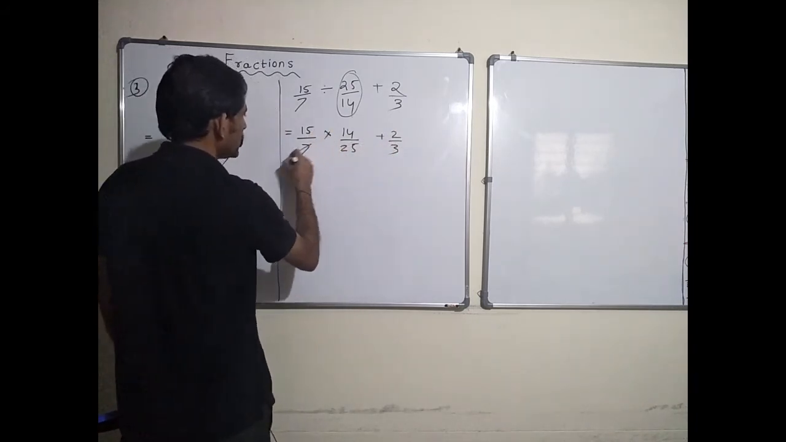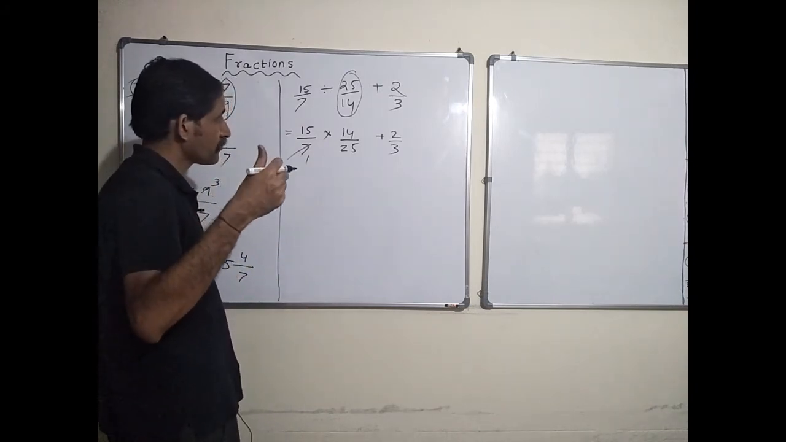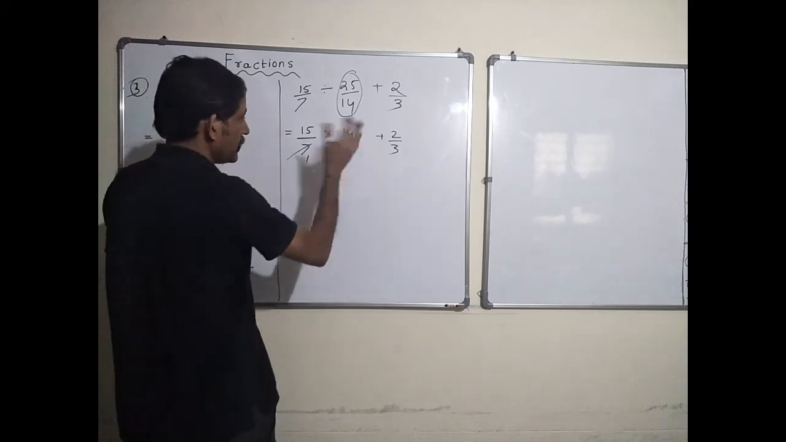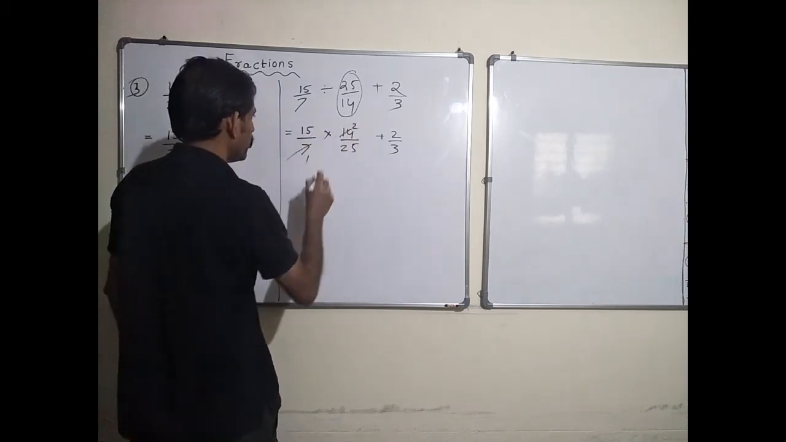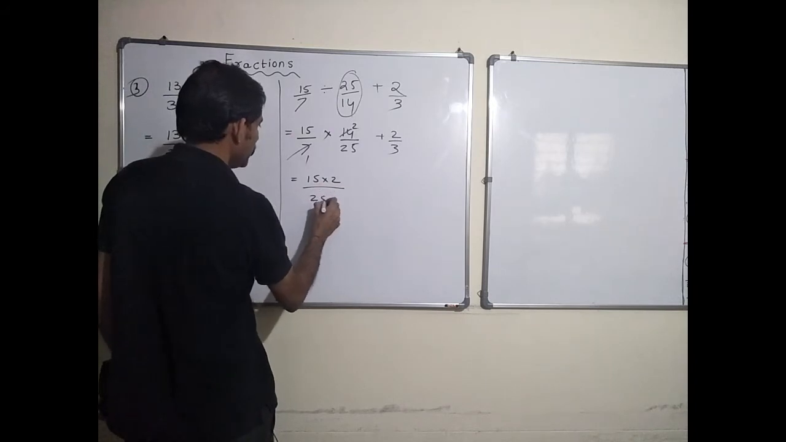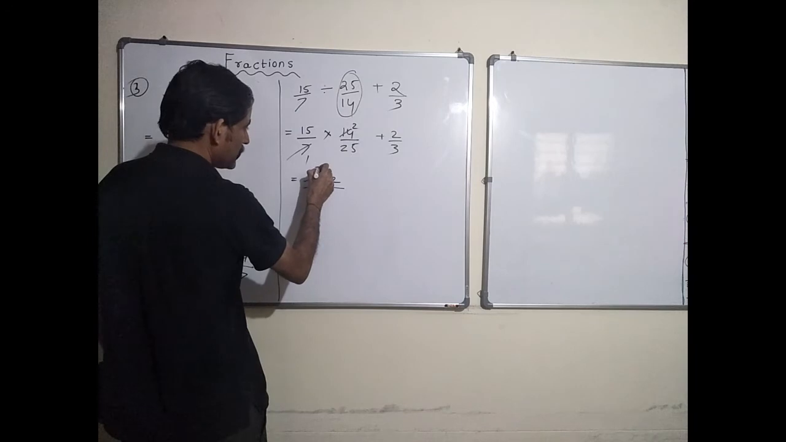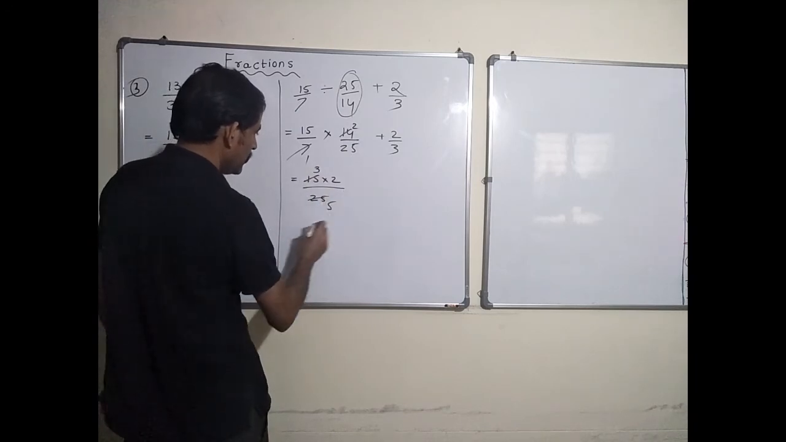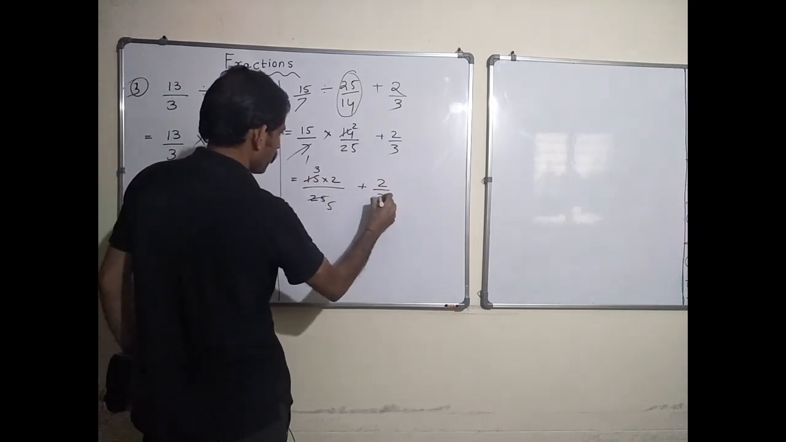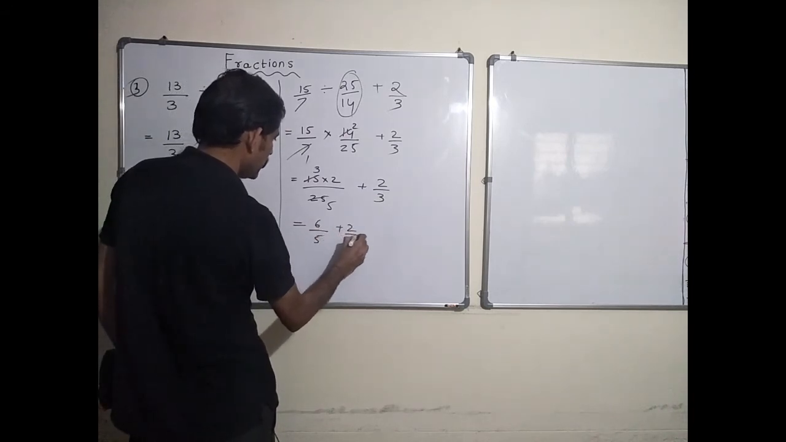I'll solve multiplication first, because even in the case of BODMAS, which we studied in the previous chapters, multiplication has more priority than addition. So 7 into 7, 7 2s are 14. So this becomes 15 into 2 by 25. 5 is common to both, so 5 3s are 15, 5 5s are 25. So this is 6 by 5 plus 2 by 3.